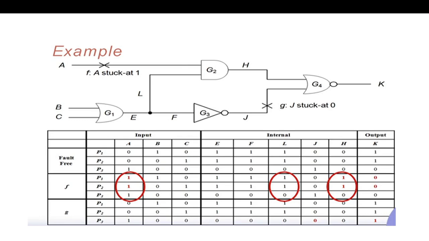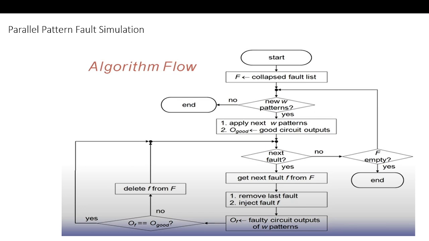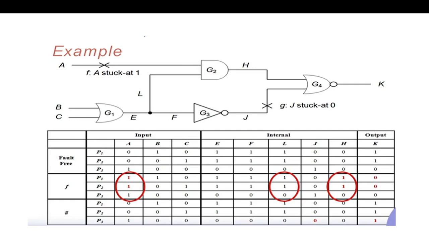If we go for the next method, which is the parallel pattern fault simulation, we will keep the patterns in parallel. First we have the fault-free circuit and we simulate 3 patterns. Next for F faulty, 3 patterns. Again G faulty, 3 patterns. In this way we keep the patterns in parallel.